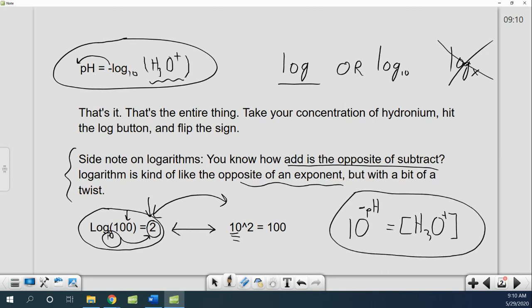So that's a real handy formula. If you want to write that one down, jot it down somewhere, that'd be one to keep handy. Both this one and this one will basically be all you need to know to get through pHs in this unit. So 10 to the negative pH gives you hydronium, or the negative log base 10 of hydronium gives you pH.